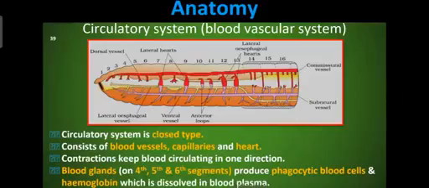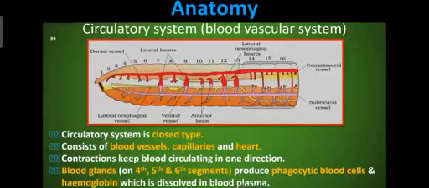Now we will study the circulatory system, that is the blood vascular system. In the earthworm, the circulatory system is closed type. Already we have studied that a closed type of circulatory system is present. This system consists of blood vessels, capillaries and heart. In the diagram you can see in the middle the round red structures, those are the hearts, and the upper red lines are the dorsal vessels, and below, the purple ones are the lateral vessels. Small branches are the capillaries. So it consists of blood vessels, capillaries and heart.